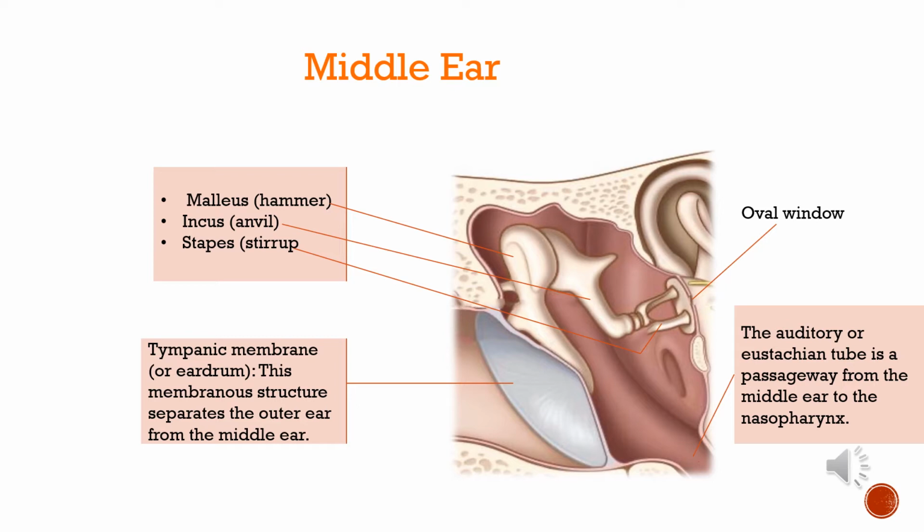Unfortunately, it can also allow infection, called otitis media, to spread from the throat to the middle ear. This infection occurs commonly in children because their eustachian tube is short and horizontal, so the infection spreads into the middle ear very easily.